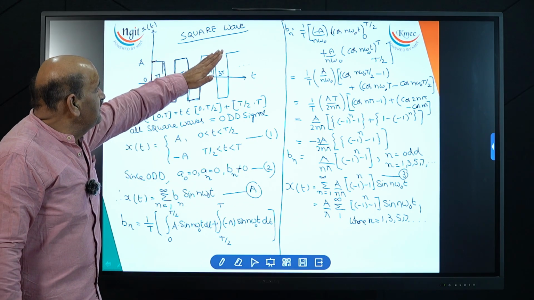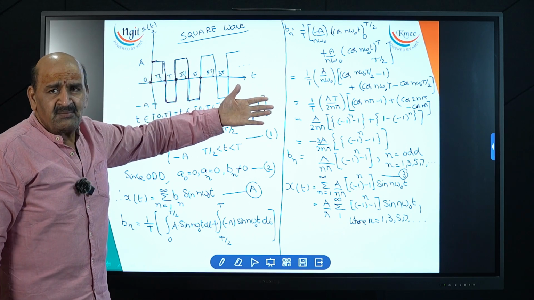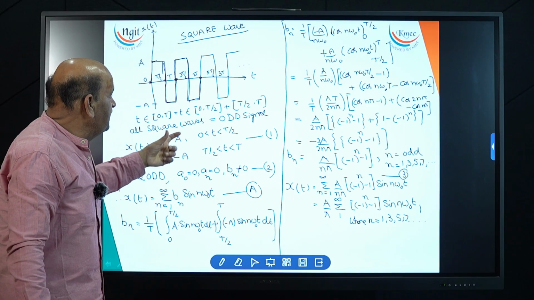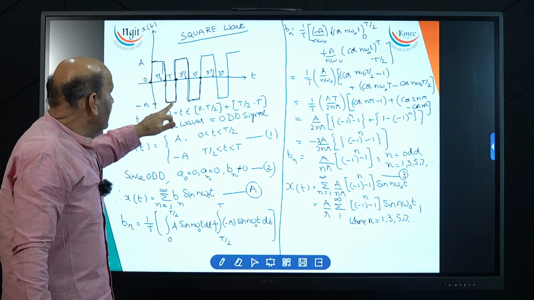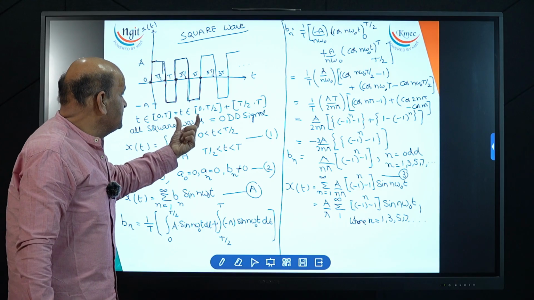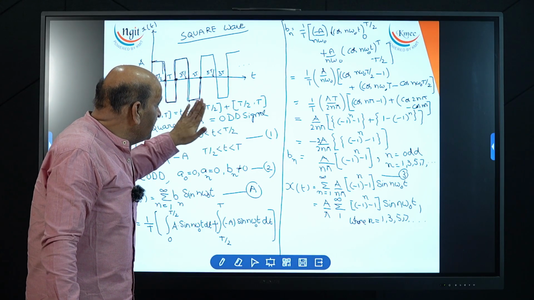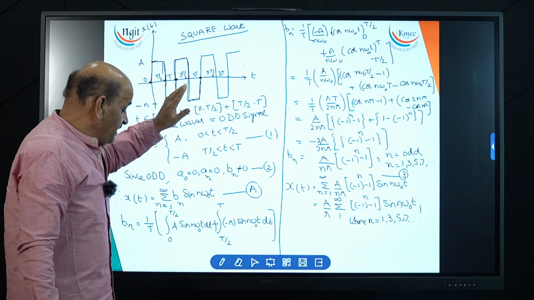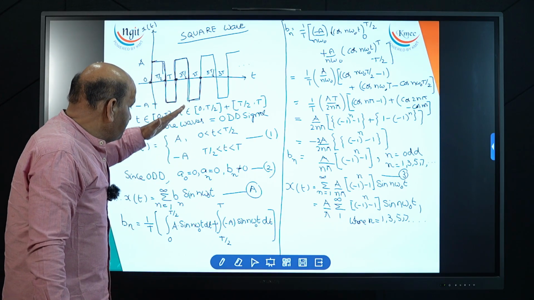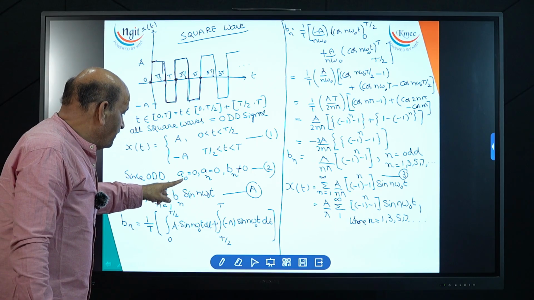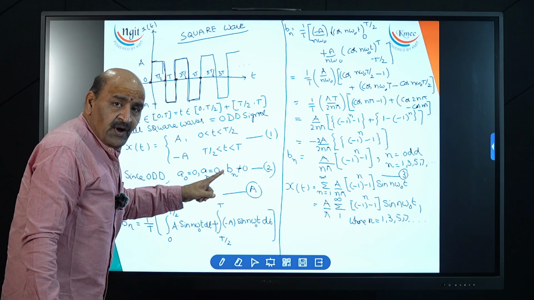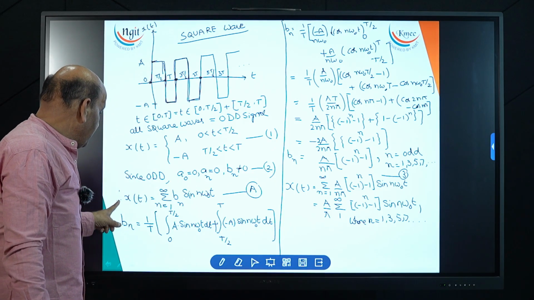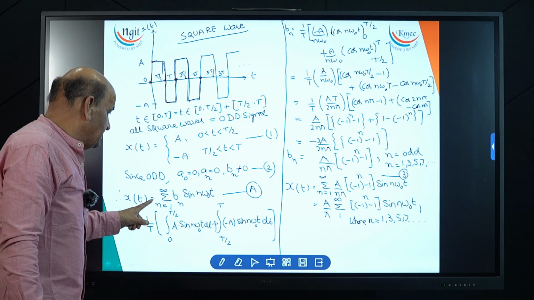Now just look at, this is very important. In the next examinations, we can expect this problem. A square wave is an odd signal. Here the period of the signal is split into two parts, with one integral for each split signal. Students have to write that all square signals are odd signals. Therefore, a naught equal to 0, a n equal to 0, and we have to calculate only b n, because b n is not equal to 0. In this way, the Fourier series will be written like this.